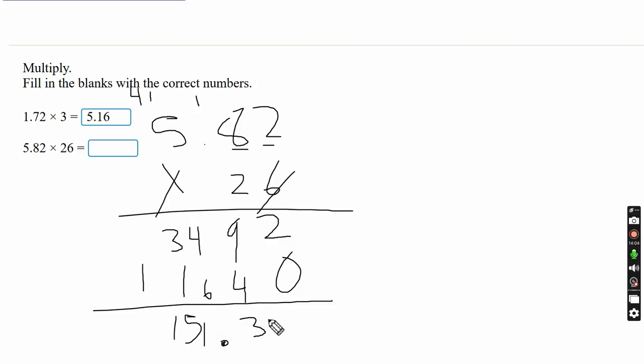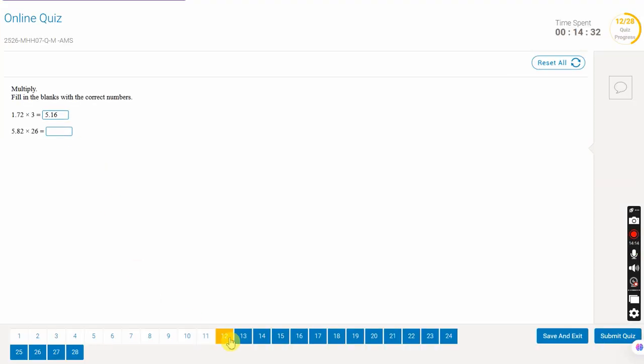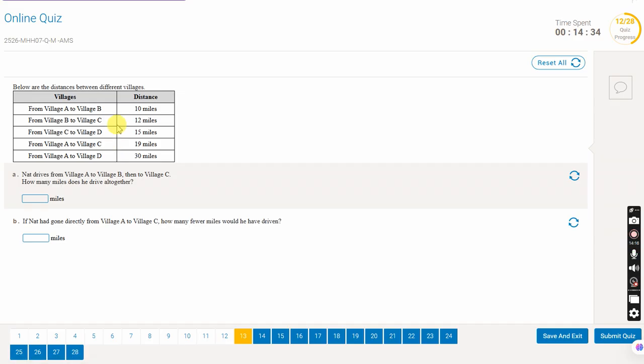Okay, now why did I put the decimal point after these two numbers? Because I had two place values after the decimal point, and in this 26, I don't have any decimal place value. So we'll just do this. Let's go to the next one.